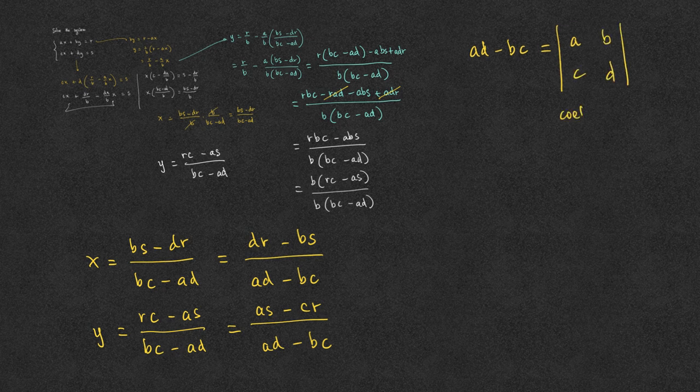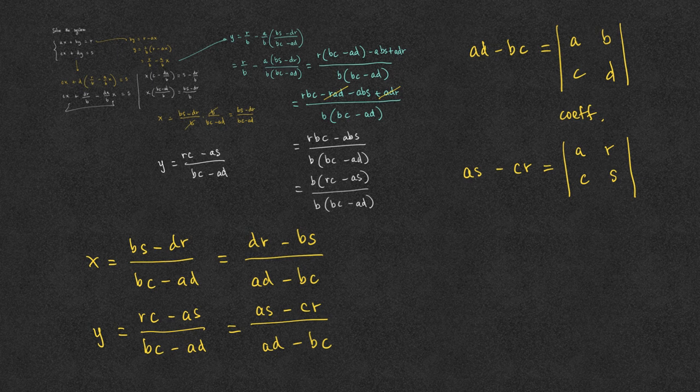This is the coefficient matrix of the given system of equations, ax plus by, cx plus dy. So that is the denominator. The denominator is the determinant of the coefficient matrix. Next, we see that the expression as minus cr is the determinant of the matrix, as is the product of the diagonal, a and s, and then cr: a times s minus c times r.